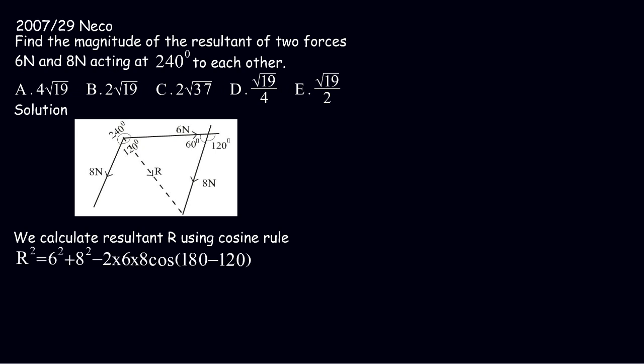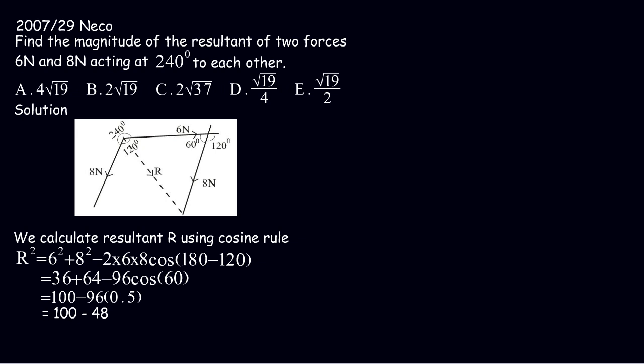So therefore R squared will be equal to 6 squared plus 8 squared minus 2 times 6 times 8 cos in bracket 180 minus 120, which will be equal to 36 plus 64 minus 96 cos in bracket 60. Simplifying further, it will be equal to 100, which is 36 plus 64, minus 96 in bracket 0.5, because cos 60 is equal to 0.5, which should be equal to 100 minus 48.